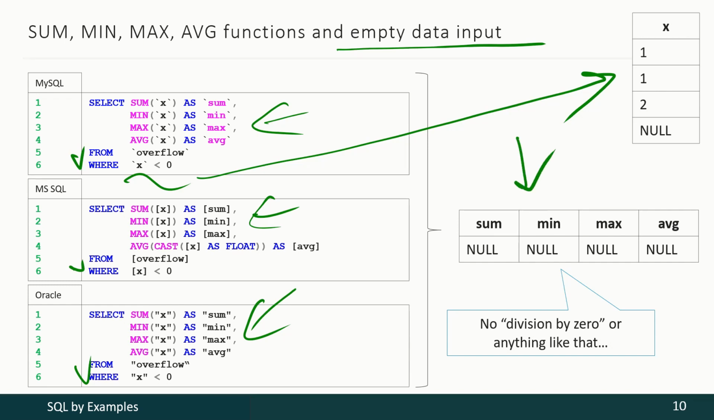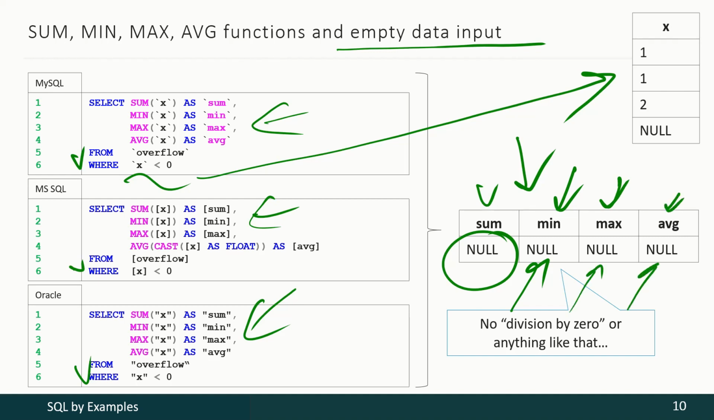It's logical that the sum of emptiness is null, or the emptiness. The minimum of emptiness is also null, the maximum of emptiness is also null, and the average of emptiness is also null.